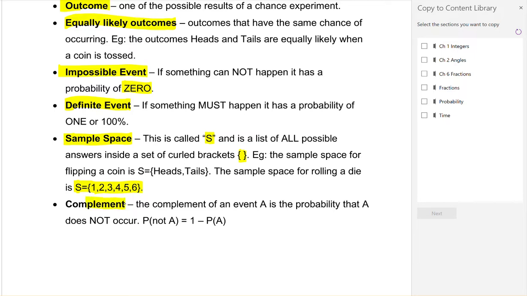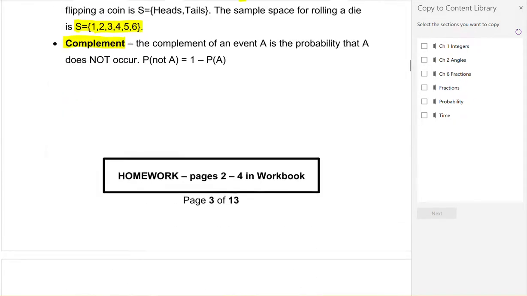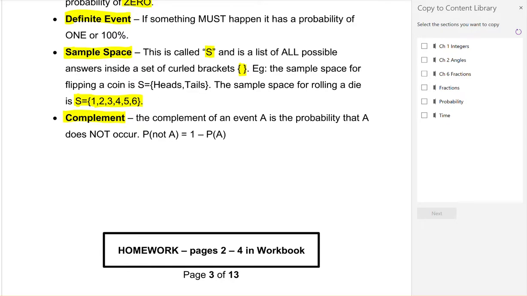All right, and a complement. The complement of event A is the probability that it does not occur. So if I want to find the complement of the probability of getting a head when I flip a coin, the complement would be getting a tail. Or what's better to say is not getting a head. Because if you think about a dice, the complement of rolling a 1 would be not rolling a 1. So the 2, 3, 4, 5, or 6. Okay. So that is it. We just want to be using those terminology to help you with your questions today.